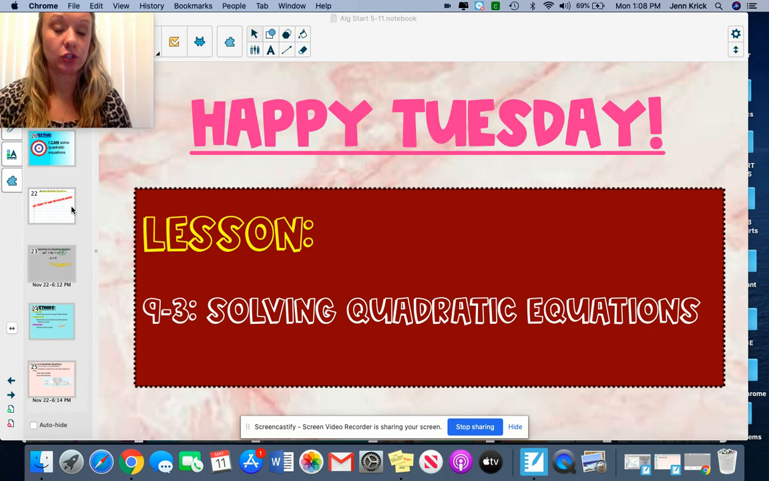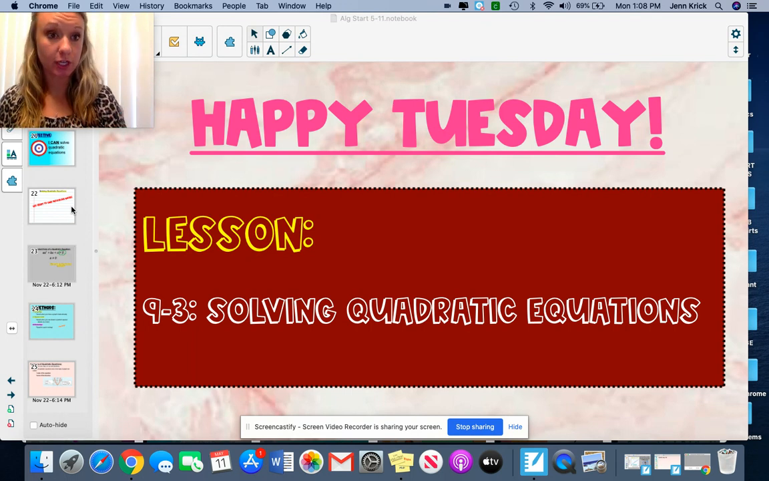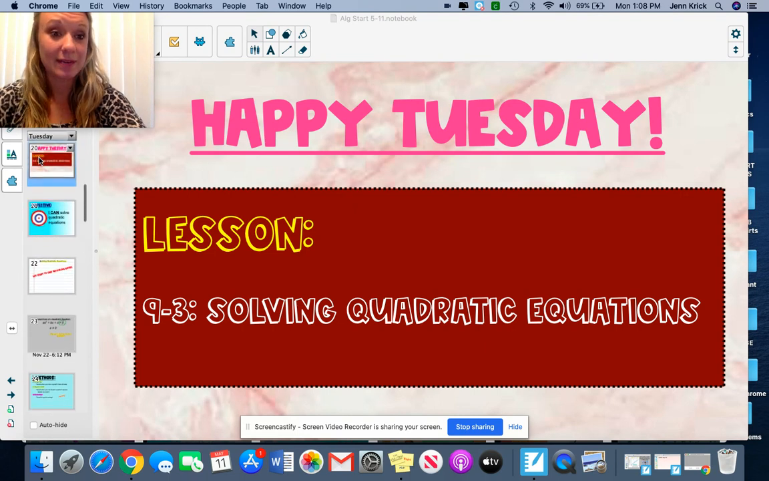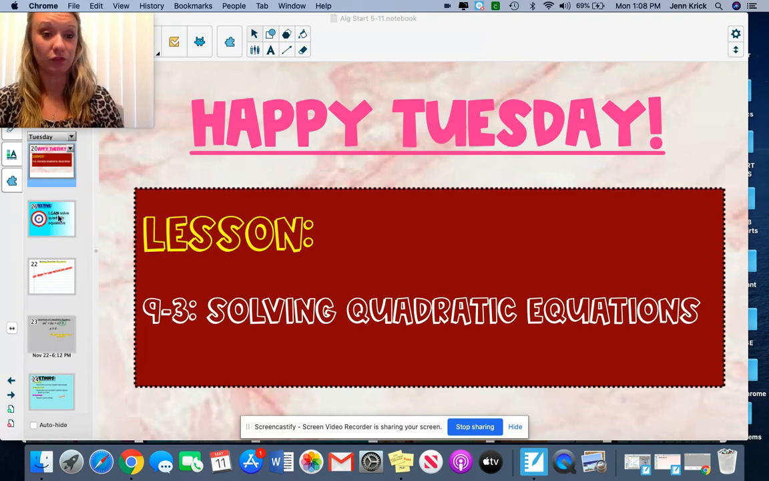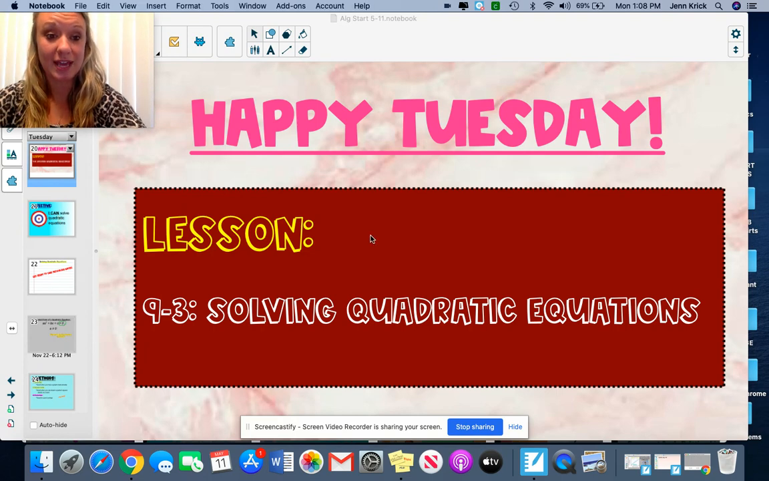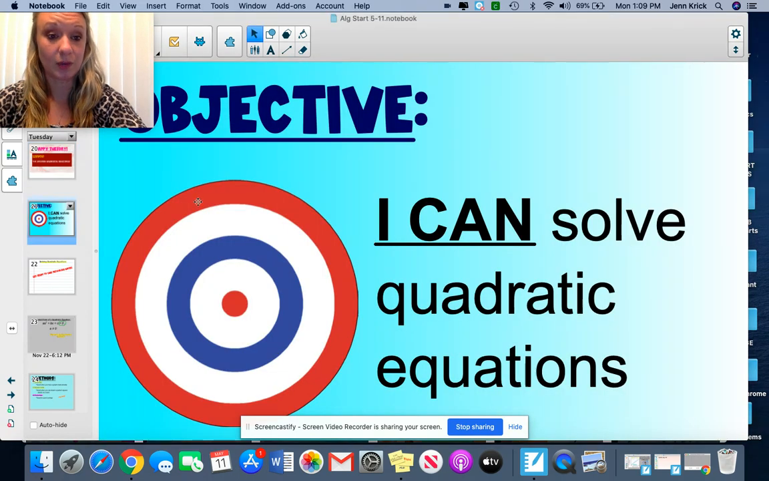Yesterday, you guys took a look at lessons 9.1 and 9.2, which were all about quadratic functions and quadratic graphs. Today, we are looking at solving quadratic equations. Now this might sound super easy, but there are a few different methods and it's a distinct process. So I just want to make sure that I go into depth about all three methods and you can choose which is best for you. So your objective for today is that you can solve quadratic equations.